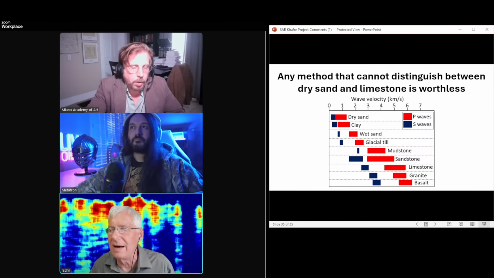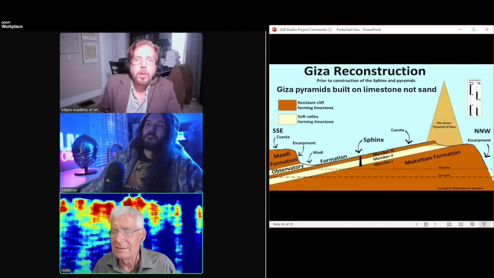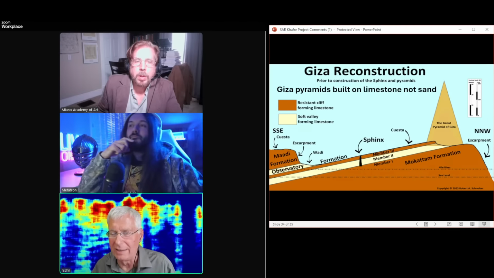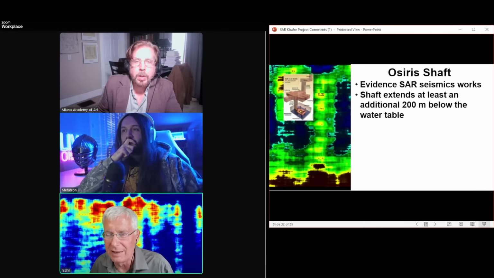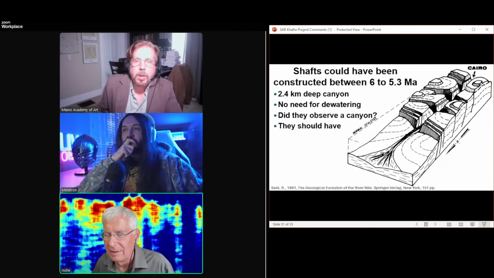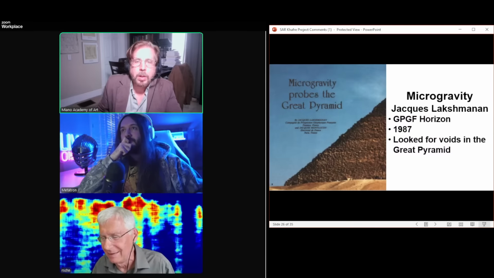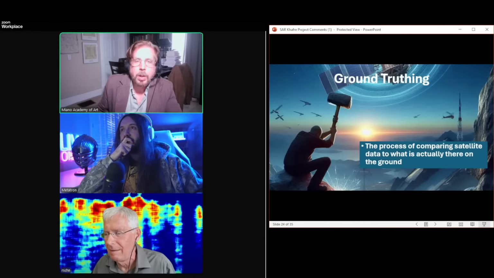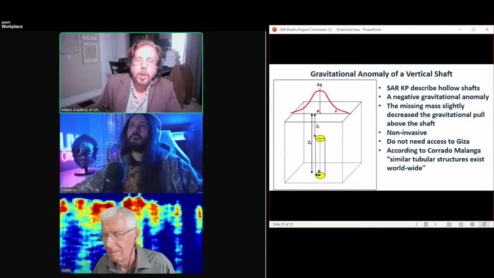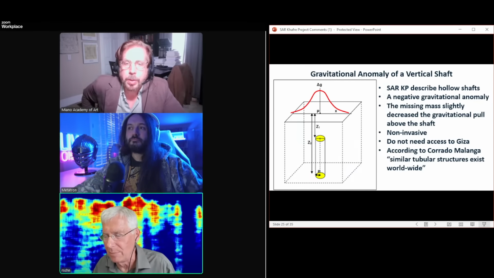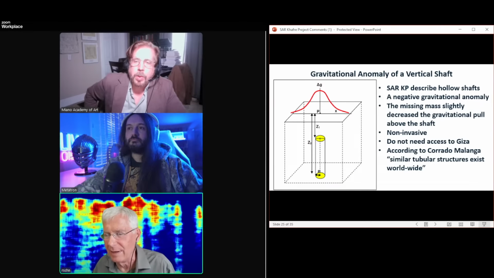Can you go to the slide that's pretty much black and white? It just shows a gravitational anomaly of a vertical shaft. I think it's slide 25. At least it is on mine. Oh, this one here? Gravitational anomaly of a vertical shaft. Yeah, perfect. I'm not seeing that right now. I don't know what I've got to do.